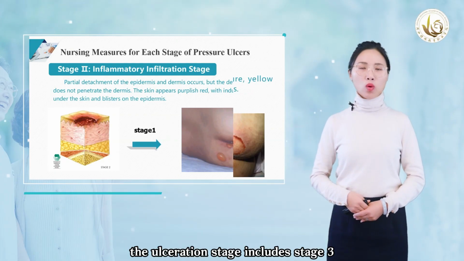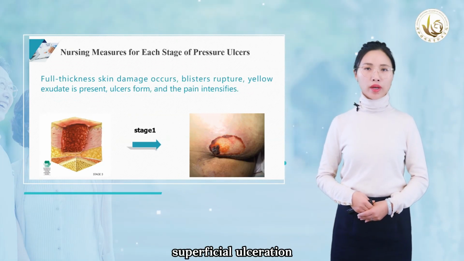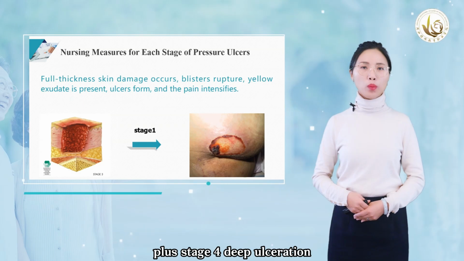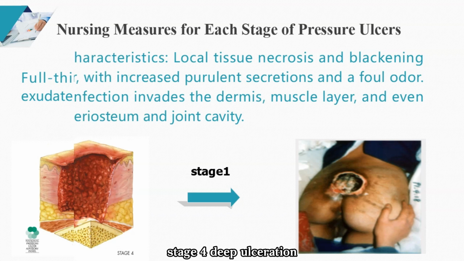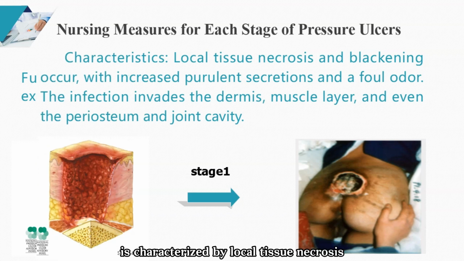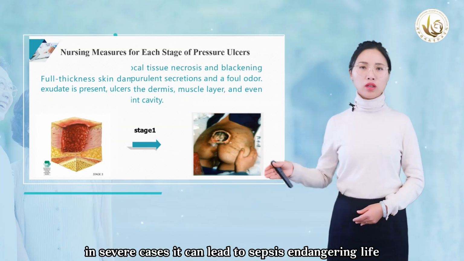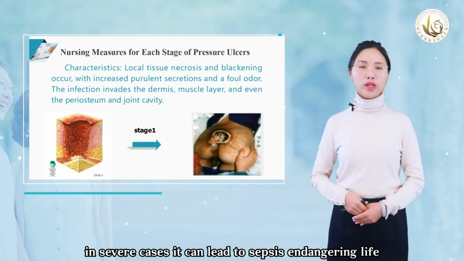The ulceration stage includes stage 3, superficial ulceration, plus stage 4, deep ulceration. Stage 3 is characterized by ruptured blisters with yellow exudate. Stage 4, deep ulceration, is characterized by local tissue necrosis turning black, increased purulent discharge with a foul odor, and infection invading the dermis, muscle layer, and even the periosteum and joint cavity. In severe cases, it can lead to sepsis, endangering life.